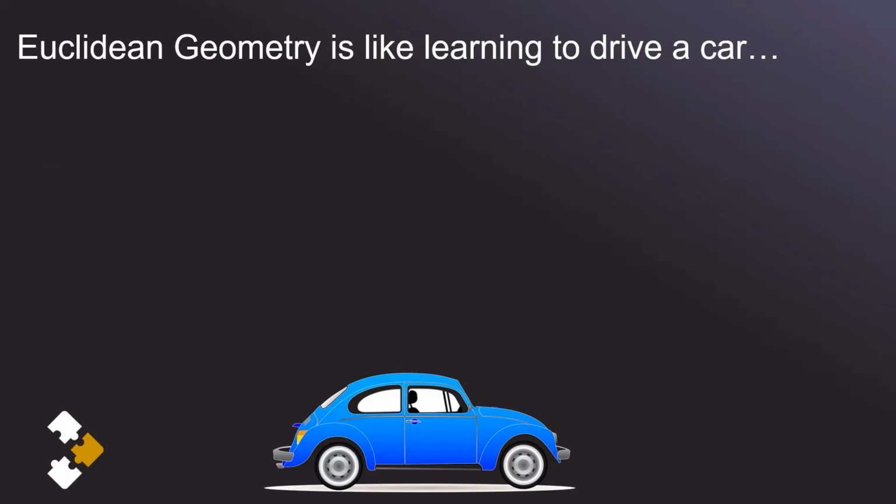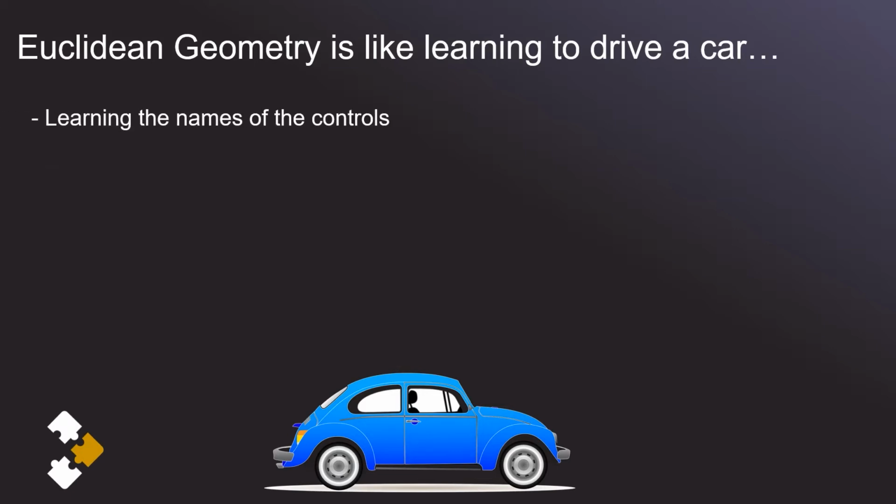Euclidean geometry is like learning to drive a car. Now, when you are going to learn to drive a car, you might not want to get in a car for the very first time and then go and try to drive on a highway. There's going to be a set procedure of steps that you're going to follow until you can get to the end goal, which is driving out on a public road.